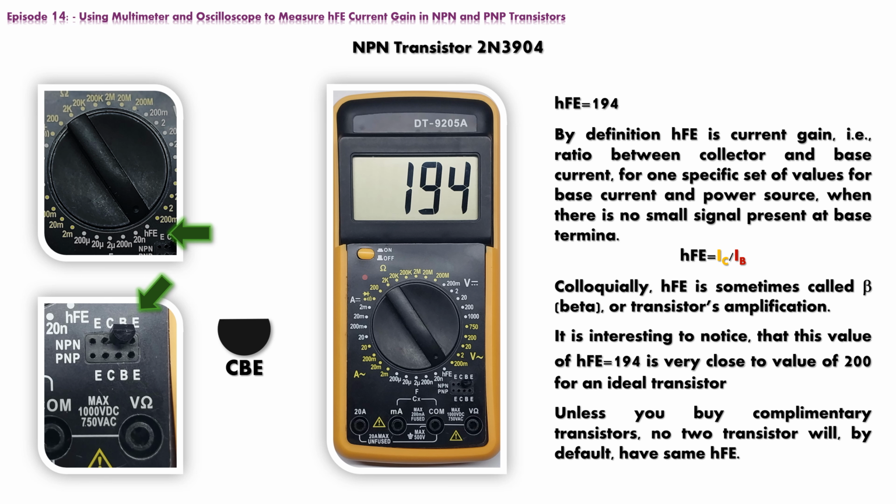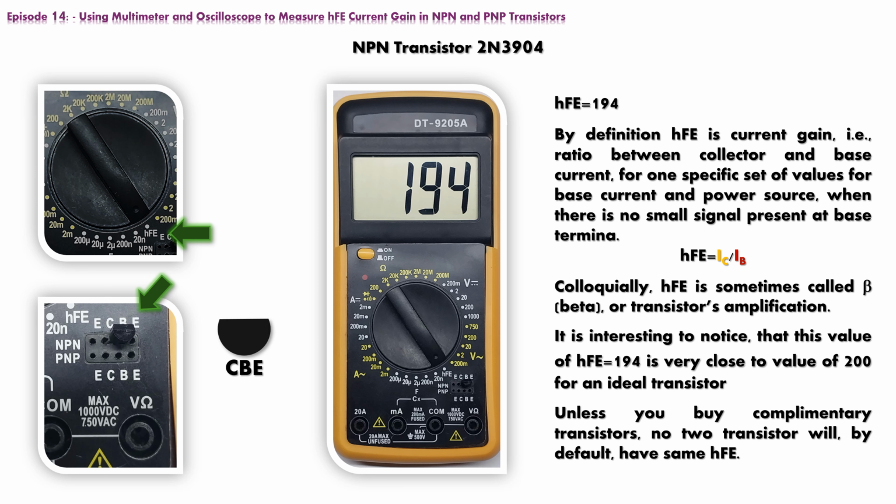Now, when you go and design your own circuit, you are left with the impression that amplification of your transistor will be 194 times base current, in any configuration, with any value of power source, right? No, of course not. For those of you who have watched our previous video, you know that the hFE parameter is dependent on base current and power source. hFE is current gain for one specific set of values of base current and power source, without a small input signal present at the base terminal. Change base current, or power source, and hFE also changes.